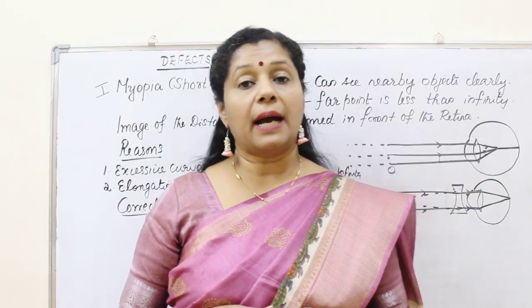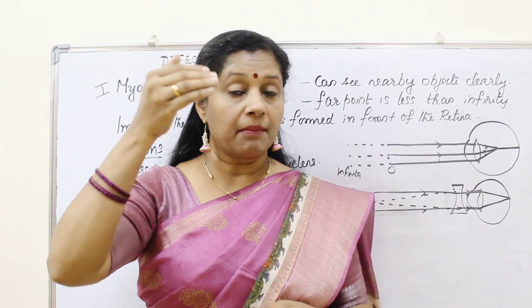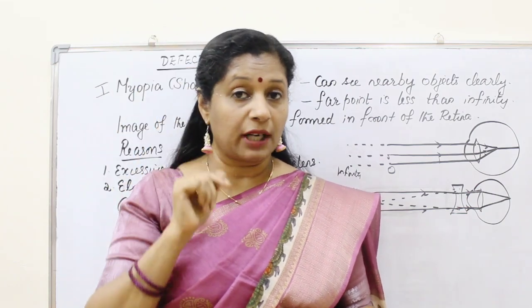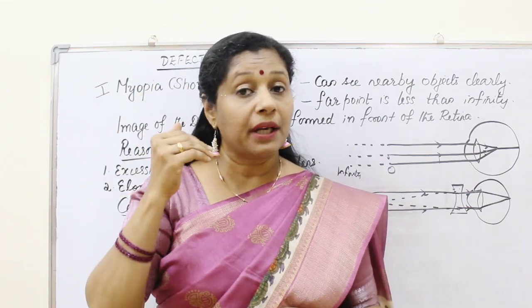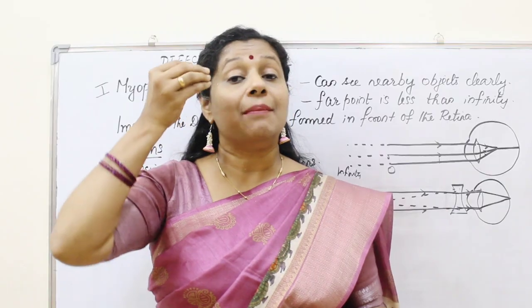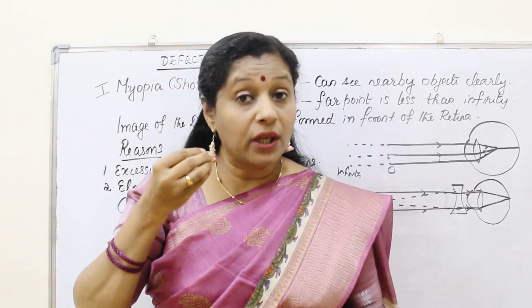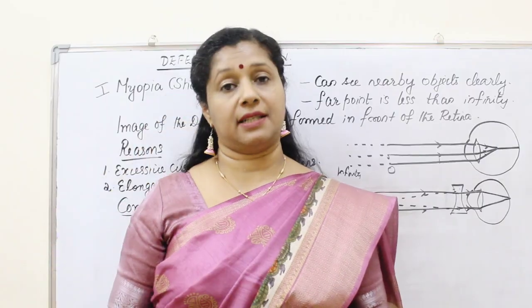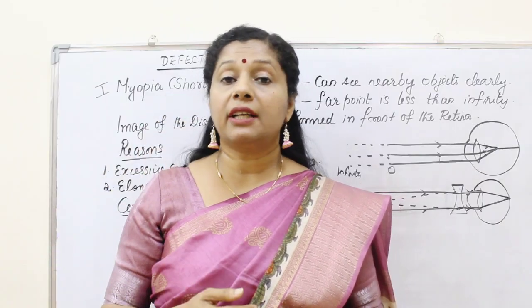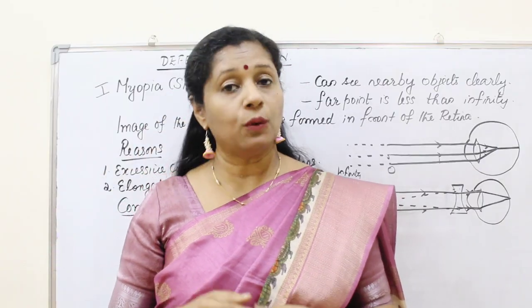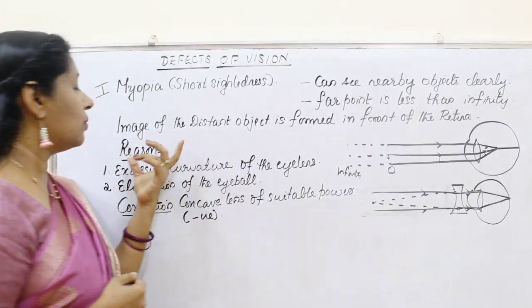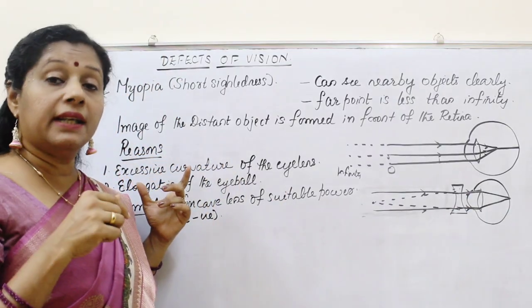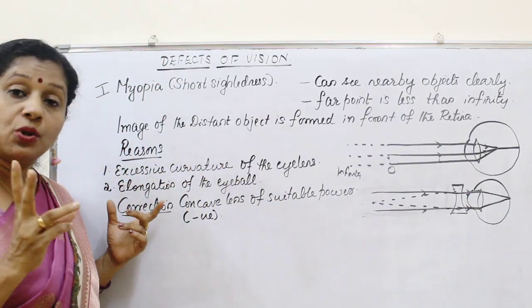In this case, what happens is the image coming from the infinite object, which they are not able to see clearly. Why they are not able to see clearly? Because the image is falling not on the retina as usual, but it is falling in front of the retina. If it is not falling on the retina, can we see clearly? No, that is the reason. Okay, so why this is falling in front of the retina? There can be two reasons.